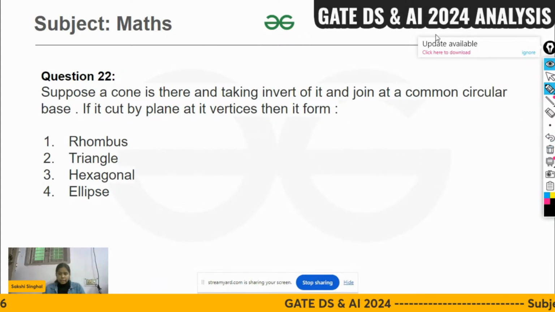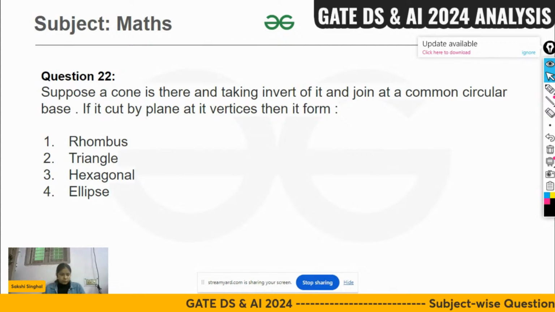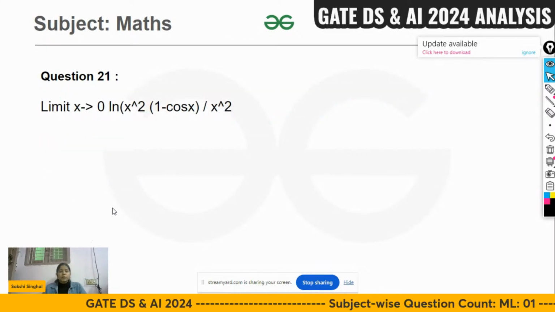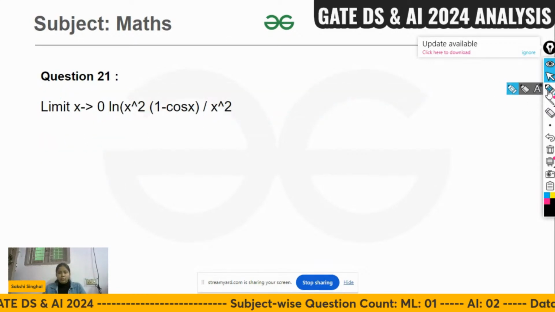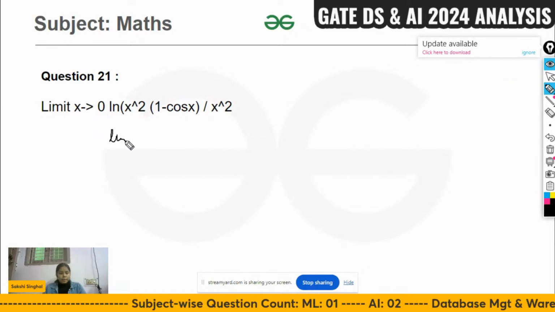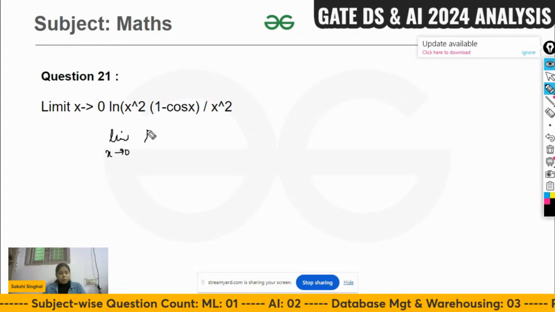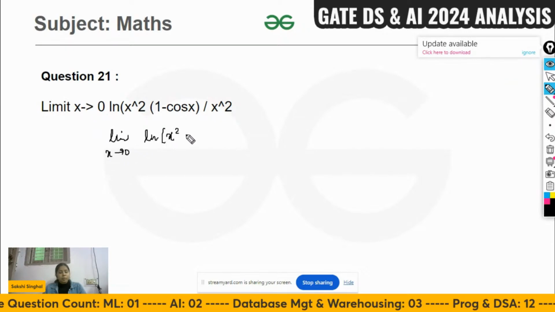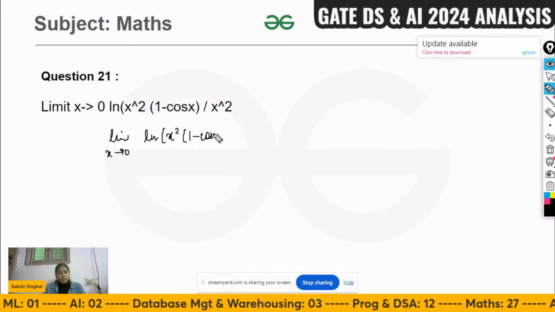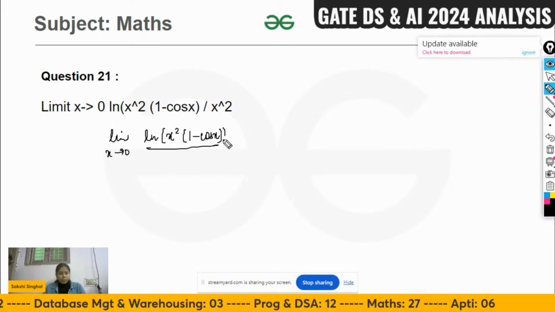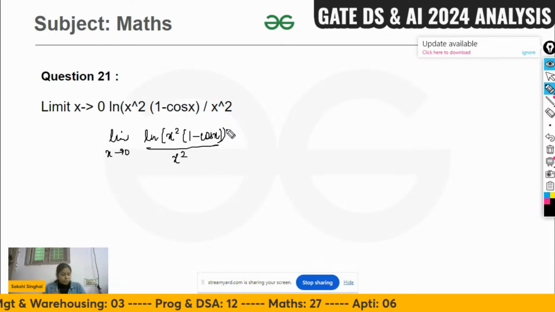Okay, so let me see other questions. Okay, so guys, this was the question. Anybody got this question? The question was limit x tends to 0 log of x square, because I have seen in the comment section that students were saying this was the question instead of cos x upon x square. Just tell me whether this was the question or not.